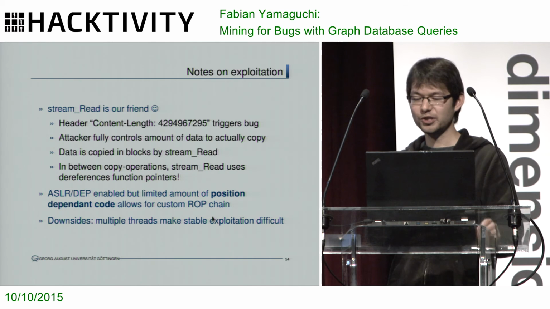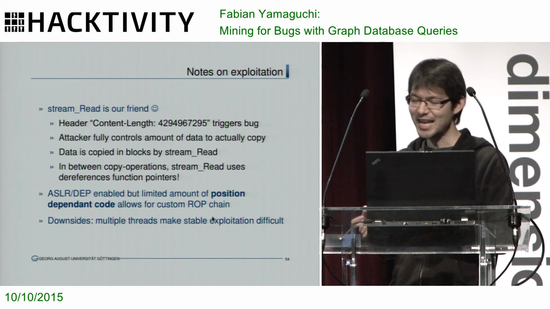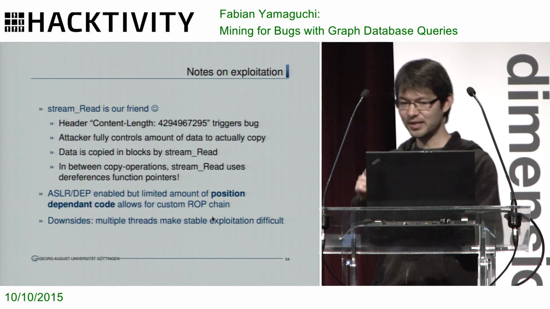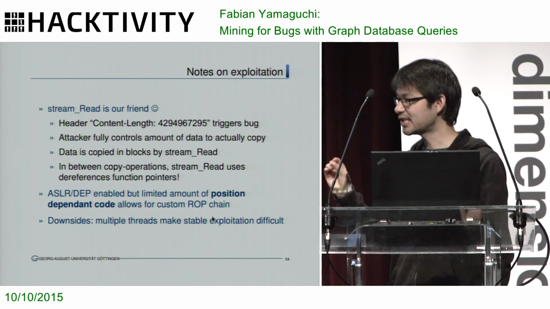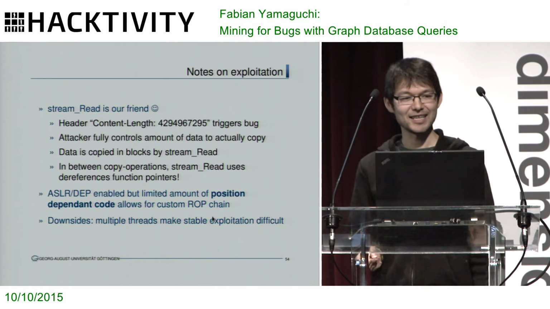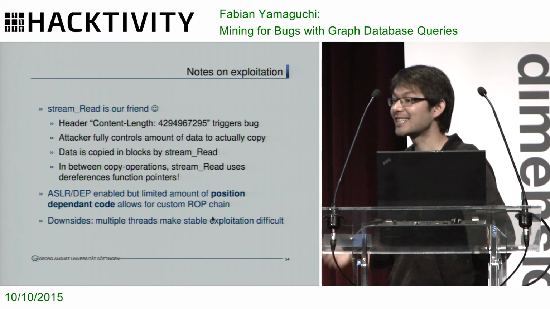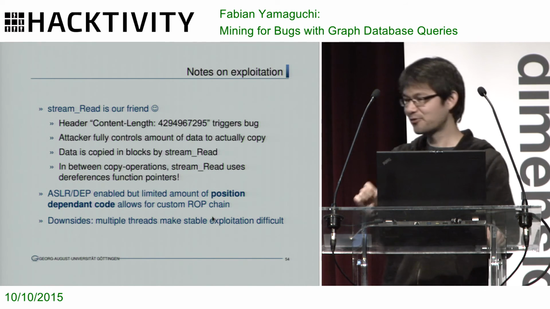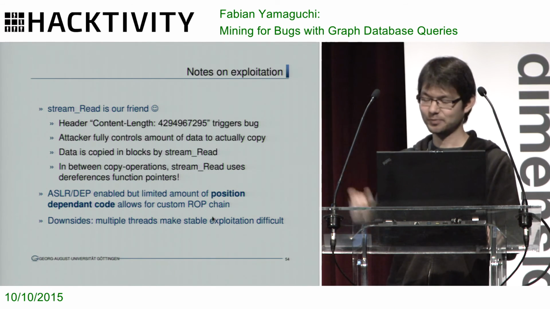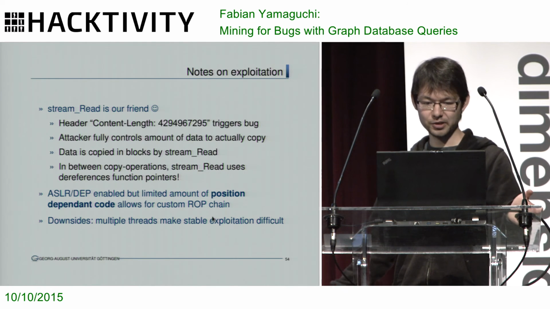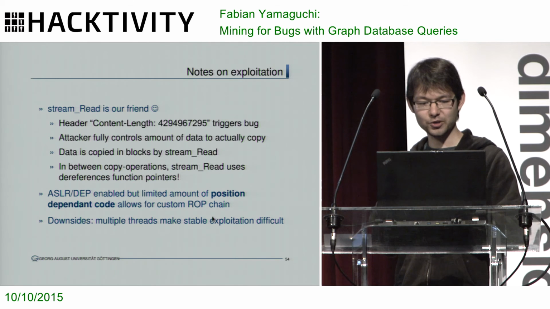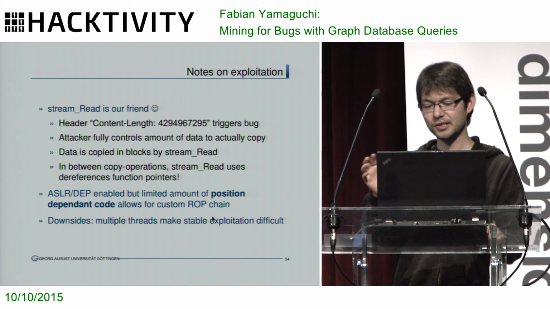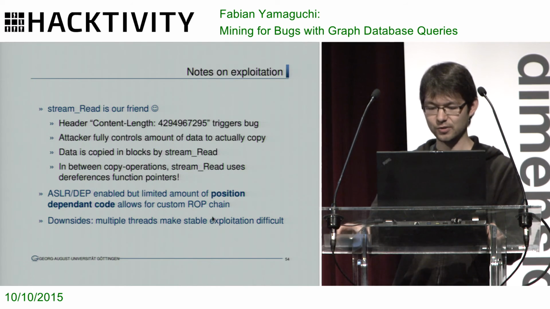And this is the important part: stream read, so this version of memcpy, actually copies in blocks. And in between these copy operations, it dereferences a function pointer. Okay. Meaning that if you can overwrite this function pointer, or if you accidentally overwrite that function pointer, as I obviously did at that point, then as it dereferences the function pointer, you already control where it jumps next. ASLR and DEP are typically enabled, but there's some position-dependent code that allows you to build a smaller ROP chain. The downside, this is multi-threading, so it's not so easy to exploit.